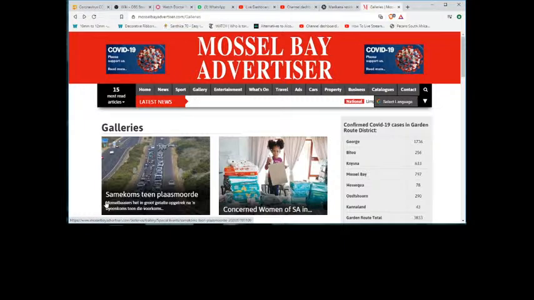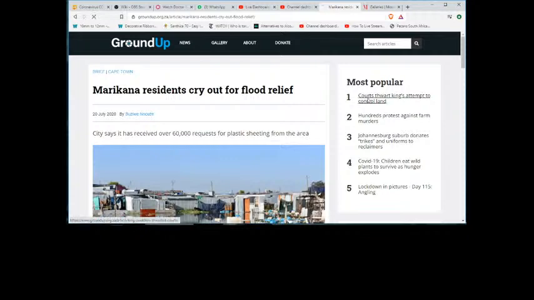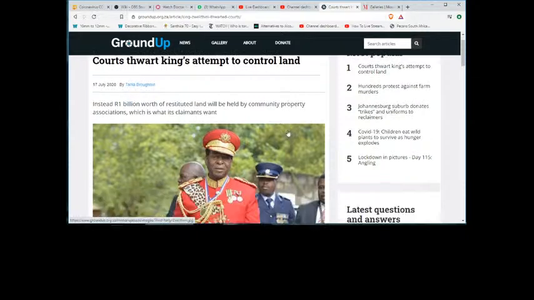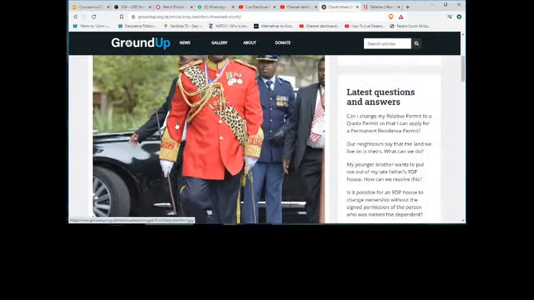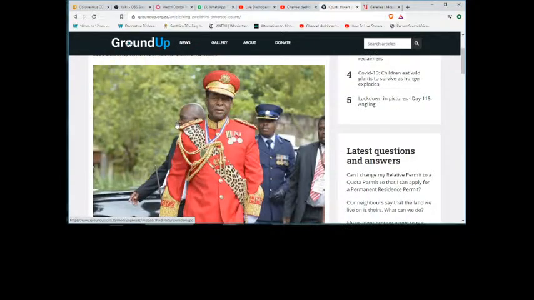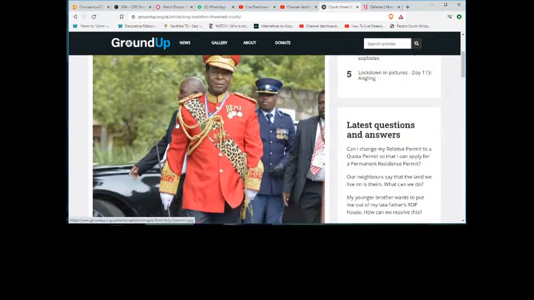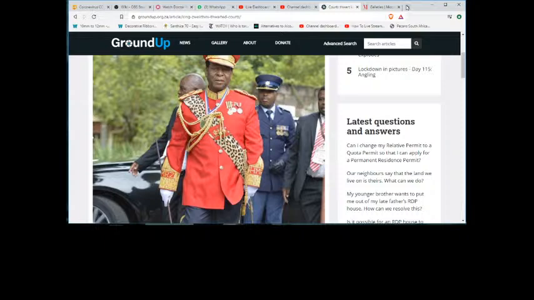So let's go back to this one, for example. Tanya Broughton is one of our very, very well-respected journalists in South Africa. She chose this one from the government website for a specific purpose. She didn't randomly go onto the government website and randomly pick an image of King Goodwill Zwelithini. That's not the way that it works. Sometimes you have to show somebody in a certain light.